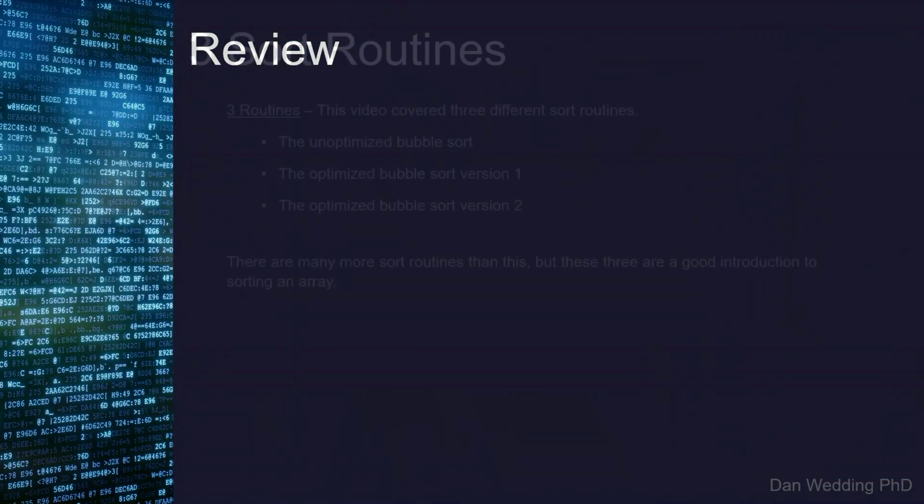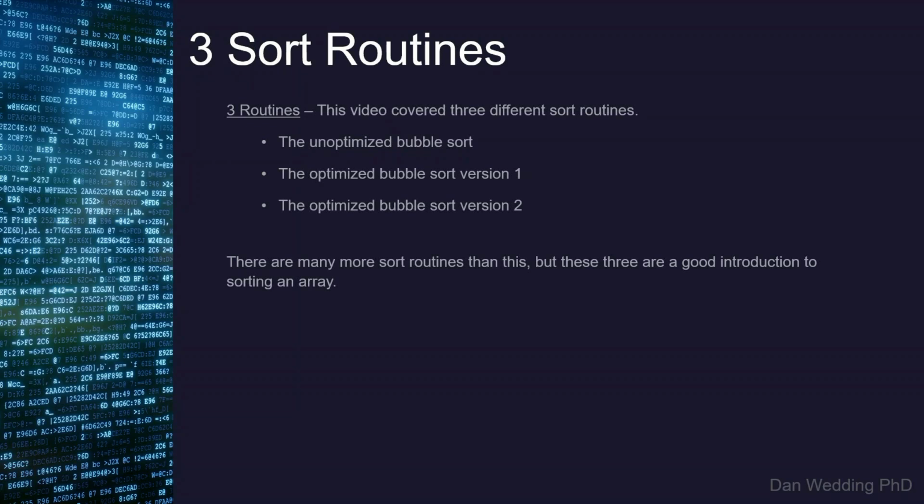In review, this video covered 3 different sort routines: the unoptimized bubble sort, the optimized bubble sort version 1, and the optimized bubble sort version 2. There are many more sort routines than this, but these 3 are a good introduction to sorting an array.